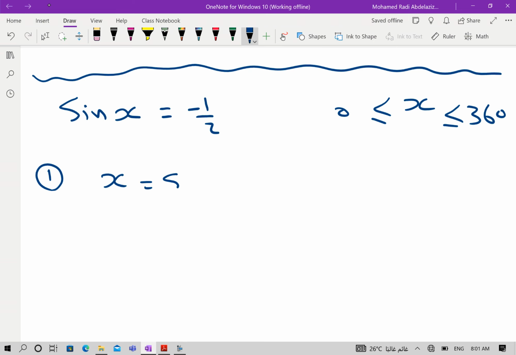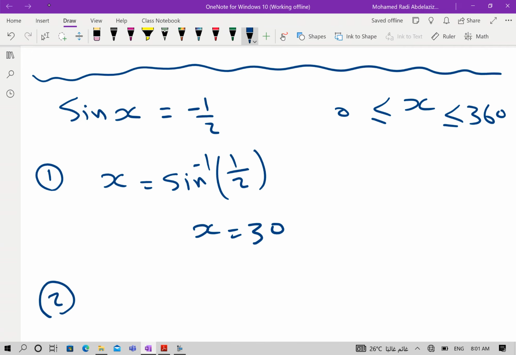I told you, the principal angle lies in the first quadrant, between 0 and 90. So whatever it is, positive or negative, to get the basic angle, shift sign of the positive value. You will get x is 30.